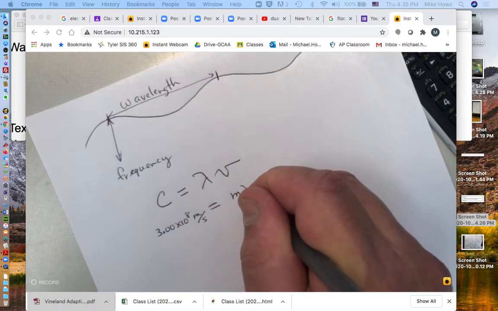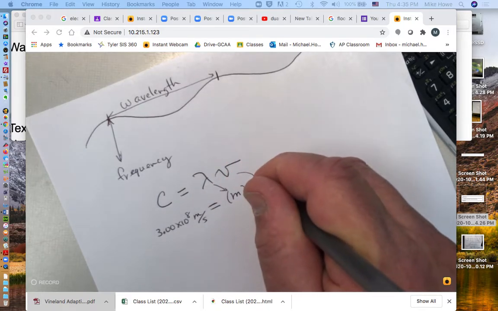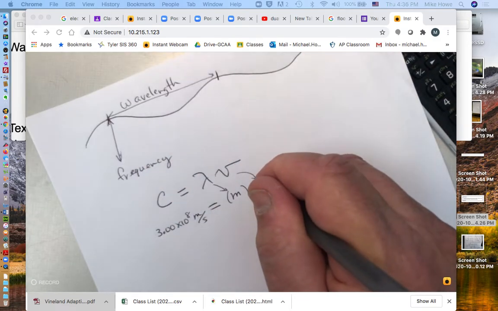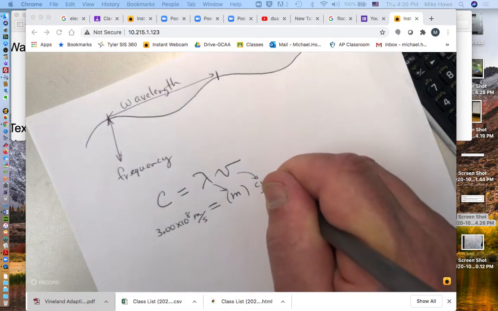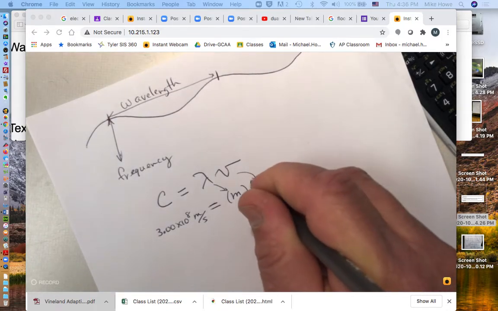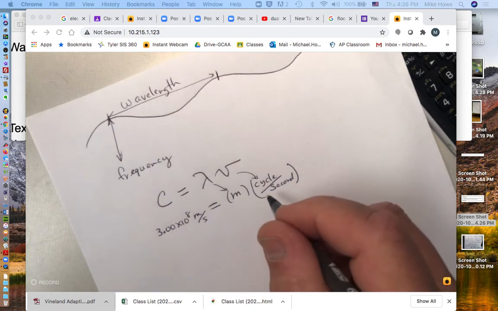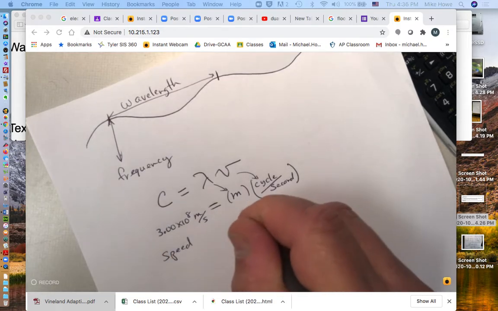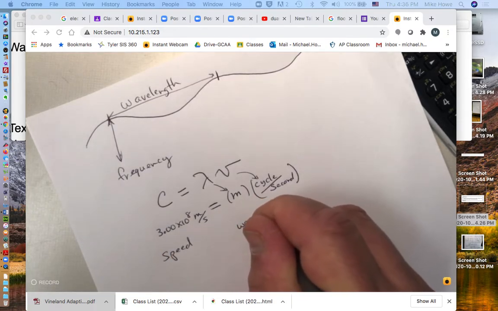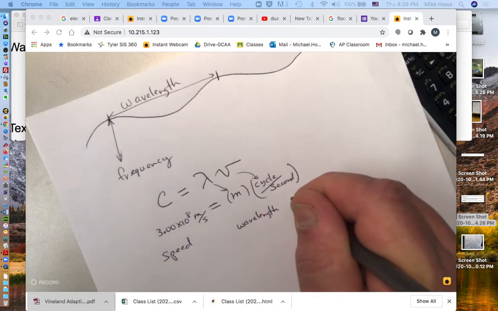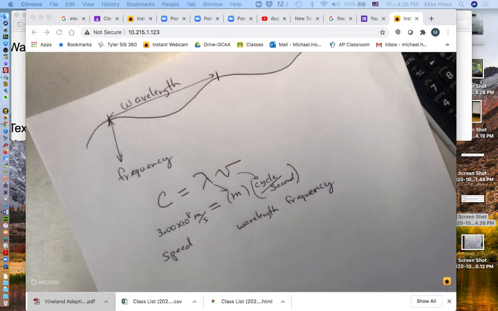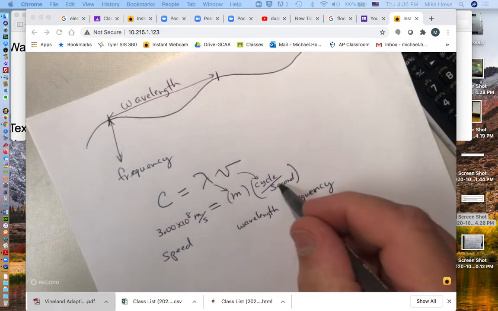This is wavelength. Wavelength is measured in meters, and frequency is measured in, as I said, from top to bottom to top, the number of cycles per second. Let me write down what the variables are called. That's the speed. This is the wavelength. And this is the frequency. Wavelength is measured in meters, frequency measured in cycles per second.